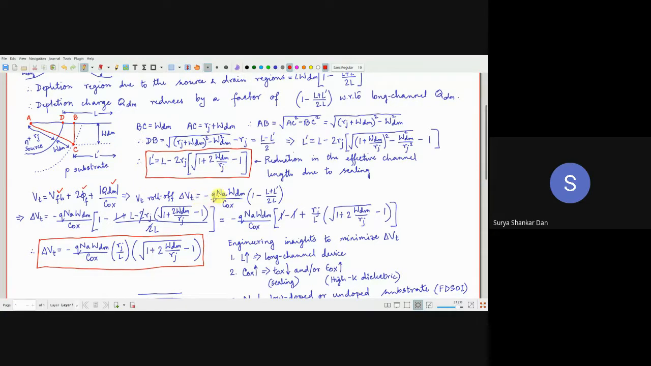Why have I put minus here? It is because VT minus VT plus delta VT. So this is the new one because of the change. So it will essentially turn out to be a negative quantity. That means VT will be reduced. That's why we call it a roll off. That means VT decreases with scaling.